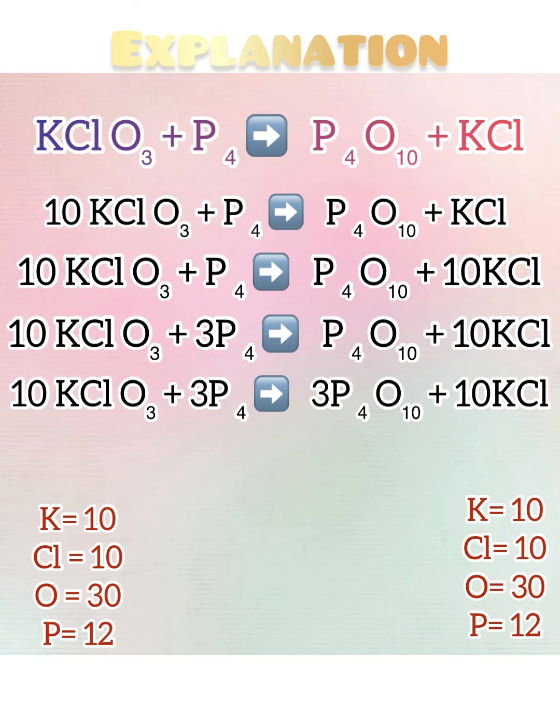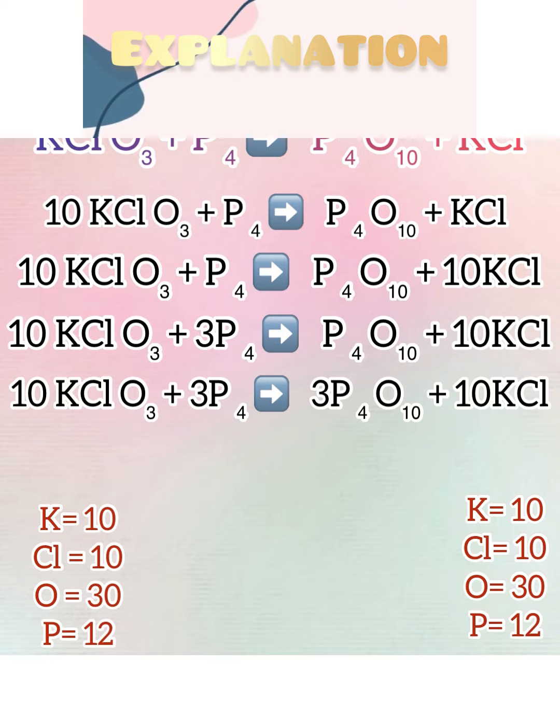Now, we look for a number to balance it, and we put the coefficient 3 in the phosphorus and oxygen of the product. As we know, the coefficient is multiplied with the subindex. And ready, balance the equation. Potassium 10, chlorine 10, oxygen 30, and phosphorus 12. Both atoms are the same in the reactant and product.